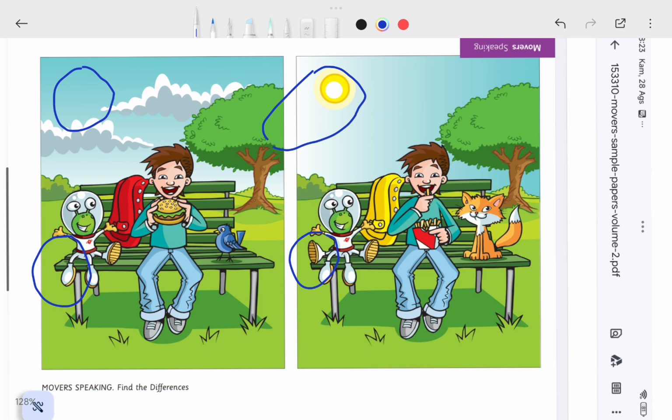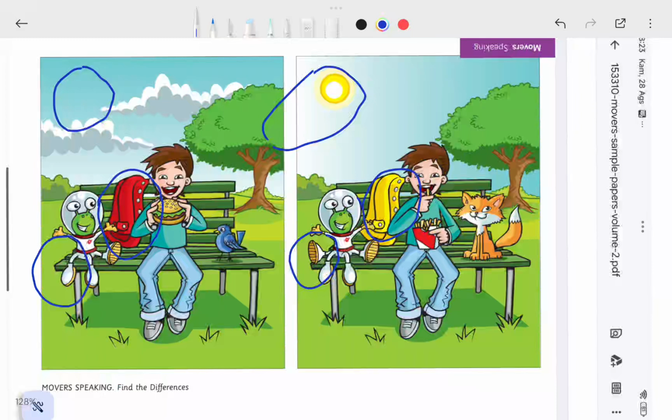In picture 1, the jacket is red. And then in picture 2, the jacket is yellow. Okay, good.